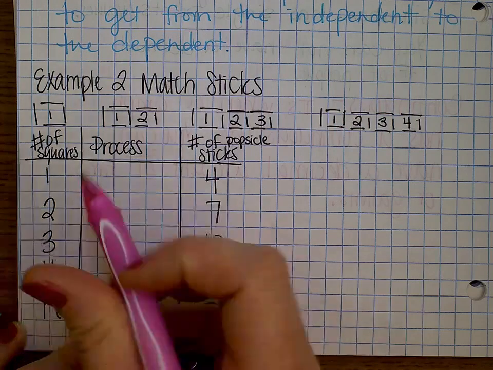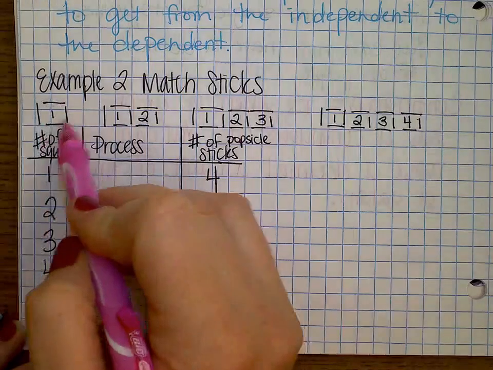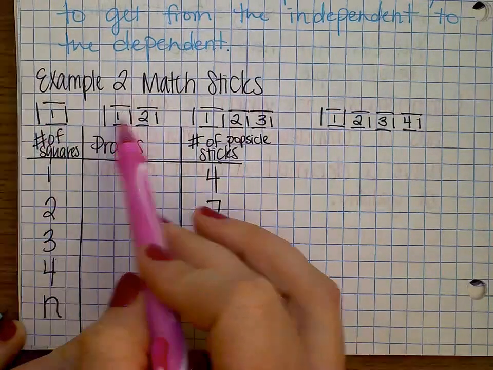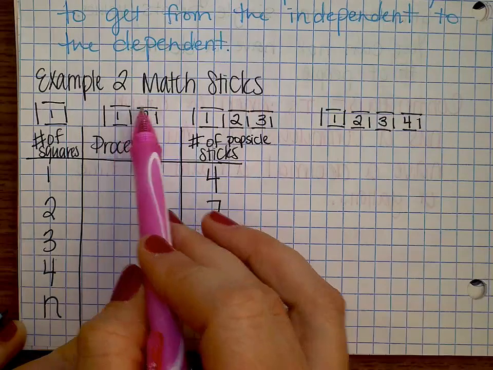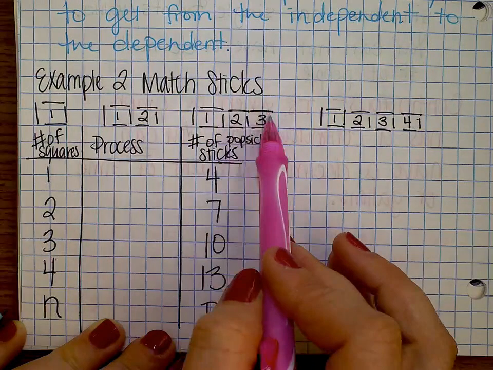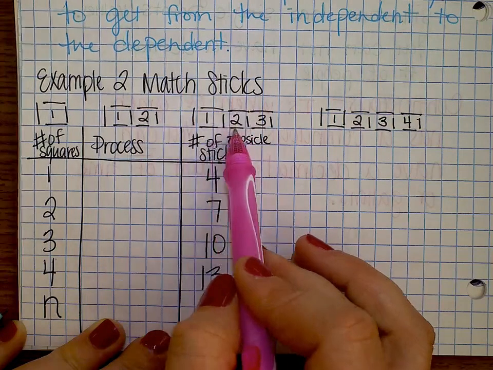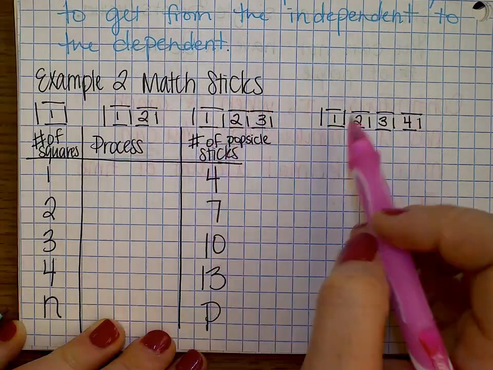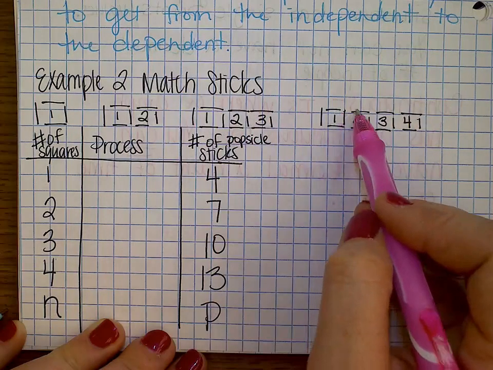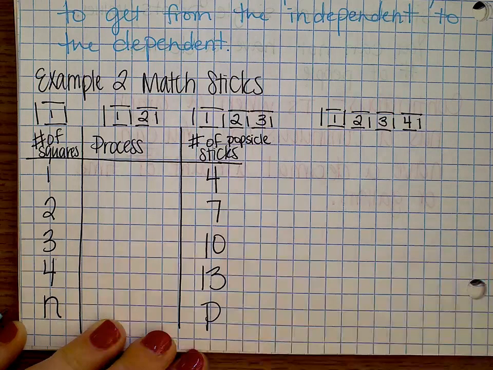So if you remember the matchsticks, this is 1 square. Notice we used 1, 2, 3, 4 sticks. If we have 2 squares, 1, 2, 3, 4, 5, 6, 7. With 3 squares, I miscounted, 1, 2, 3, 4, 5, 6, 7, 8, 9, 10, and then 4 squares is 1, 2, 3, 4, 5, 6, 7, 8, 9, 10, 11, 12, 13. So that's where all of those numbers come from.